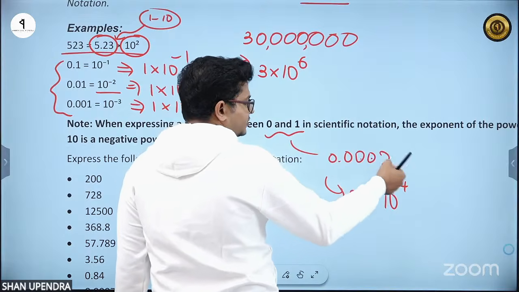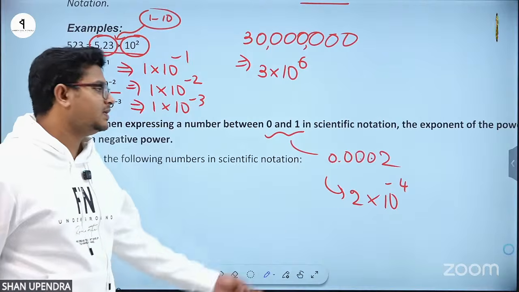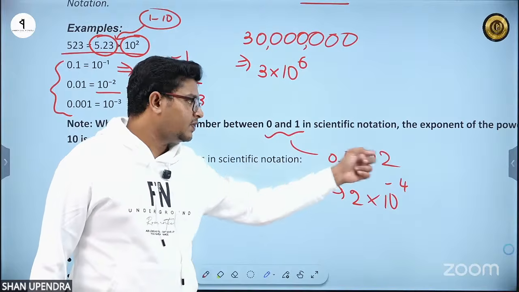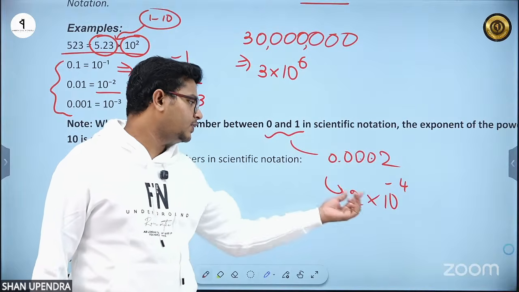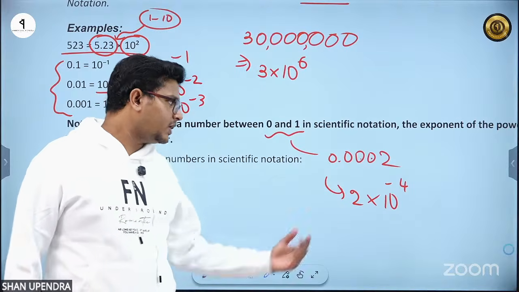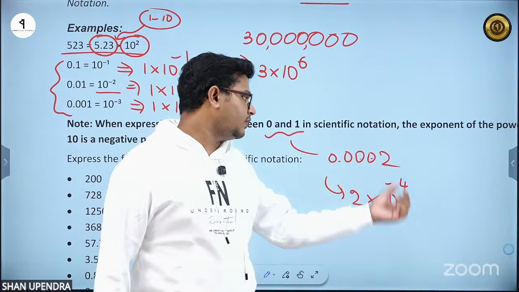You need to count from this 2: 1, 2, 3, 4, or else just count the number of zeros. Easy. Including this one. So you can count the number of zeros in front of the 2. Then you get 2 into 10 to the minus 4, including this one. Or else count the total decimal places, like 1, 2, 3. So let's take 21.